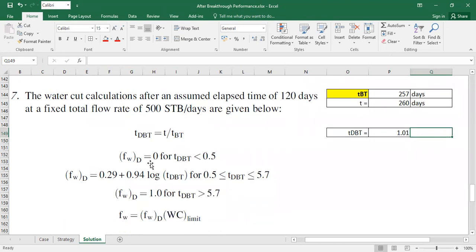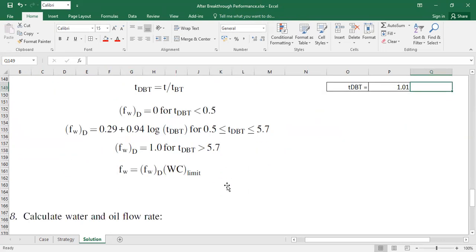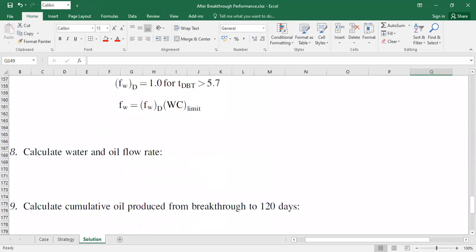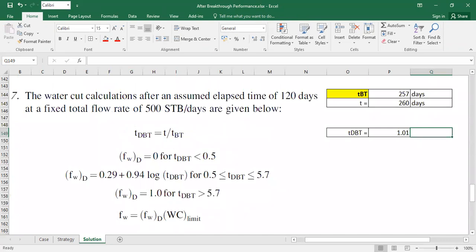So, of course, we will not use this dimensionless water cut for TDBT below 0.5. Instead, we will use this one because our TDBT is 1.01. It lies somewhere inside this range. Right, so we are going to do that.